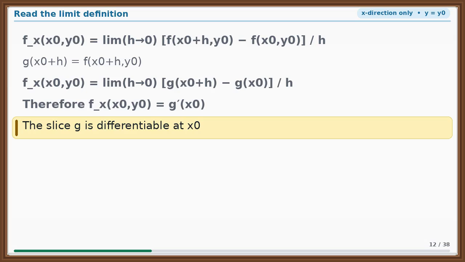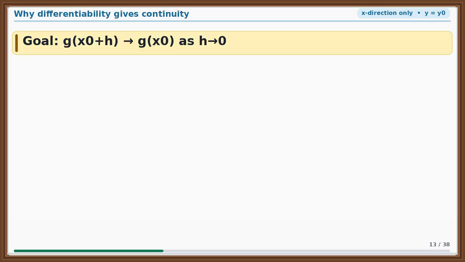The cross-section g is differentiable at x0. A basic one-variable theorem now says that differentiability at a point forces continuity at that point. Let us see why. To prove continuity of the slice at x0, our goal is that g of x0 plus h approaches g of x0 as h approaches 0. Equivalently, the change in g must approach 0.